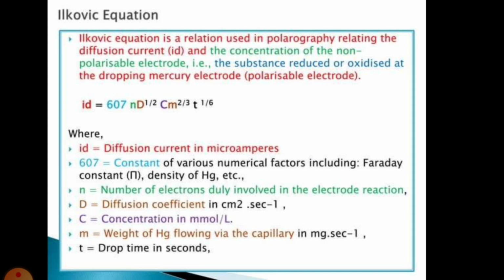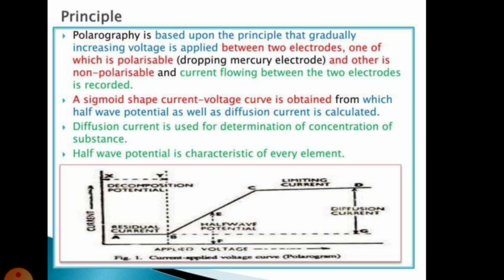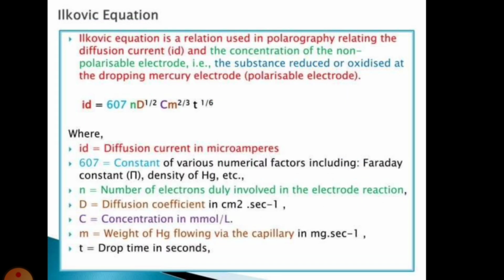In today's class, I discuss the Ilkovic equation that comes in polarography. The Ilkovic equation is used in polarography, relating the diffusion current and the concentration of the substance, that is the substance reduced or oxidized at the dropping mercury electrode, the polarizable electrode.